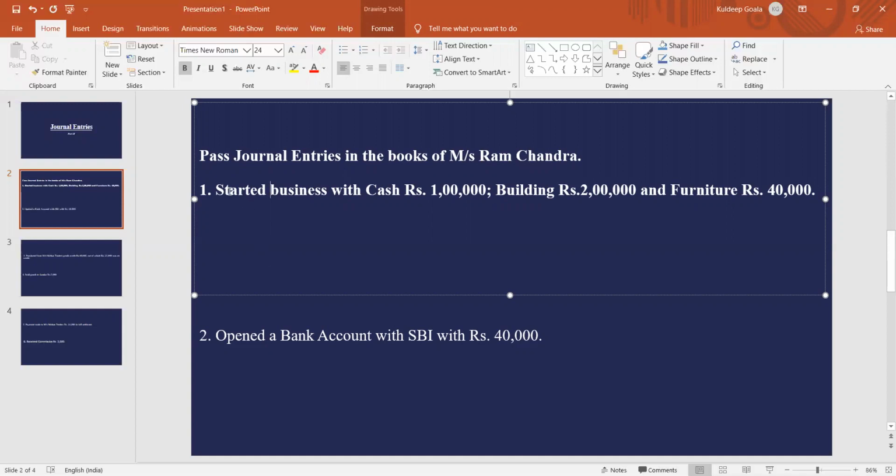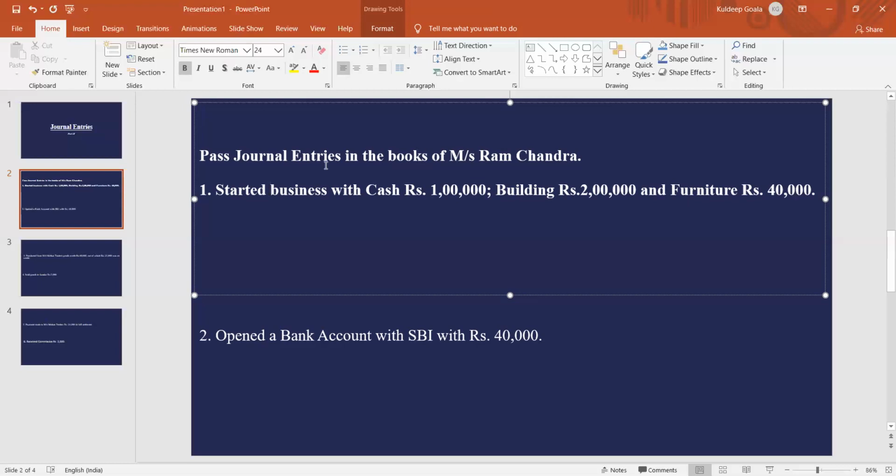Now let's start. So what is given here? The first transaction: started business with cash, rupees 1 lakh, building rupees 2 lakh, and furniture 40,000. So first, you have to understand the transaction, then underline the items, then find the account to which the item belongs. Then fourth, what is the rule of debit and credit for that particular account, and at last apply the rule and give the journal entry. So we will go accordingly.